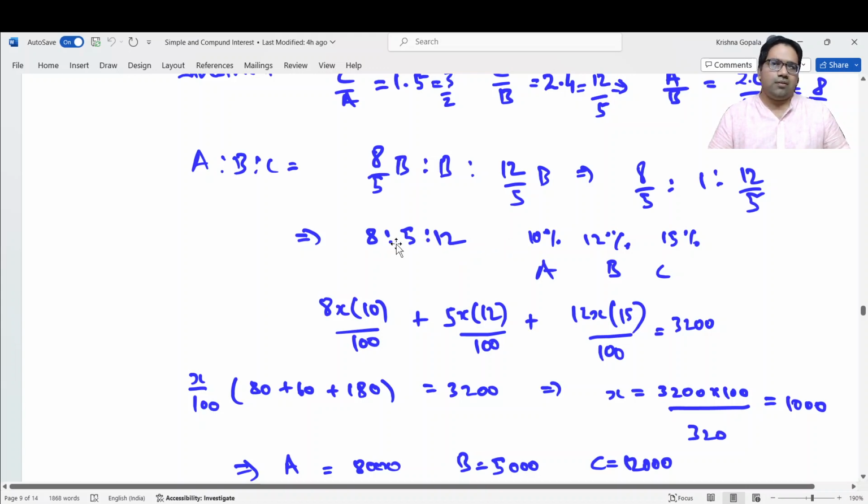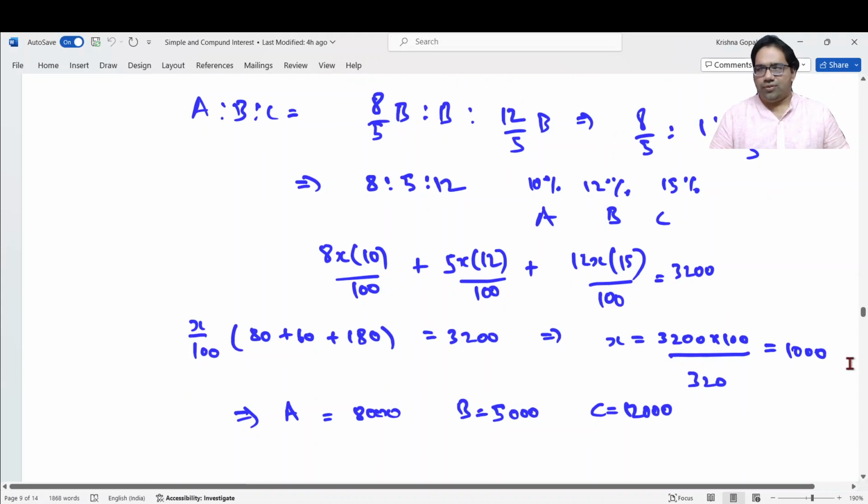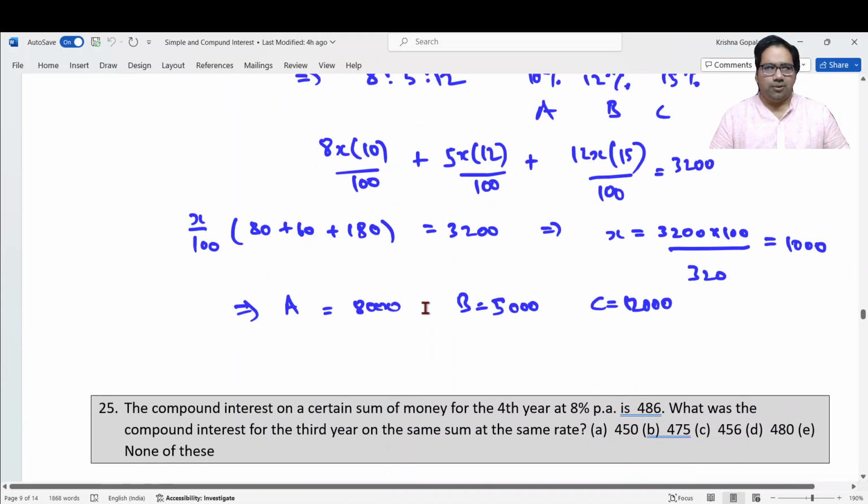We don't know. Or twice that, 16 is to 10 is to 24, is also 8 is to 5 is to 12. We don't know, right? So we have to assume some x to calculate, and then the sum of all of this is 3200. We simplified this, x we found 1000, so 8000, 5000, 12,000. This is how we found the answer. This is an easy problem only.